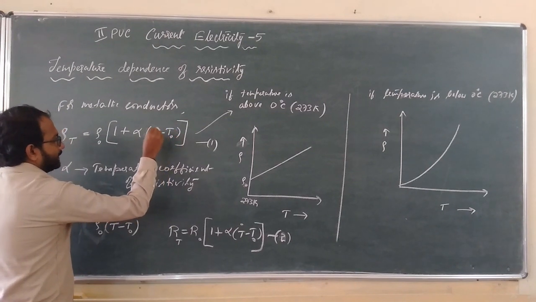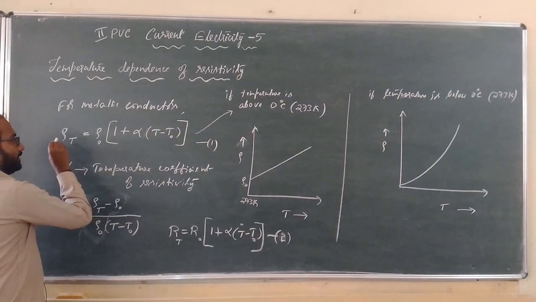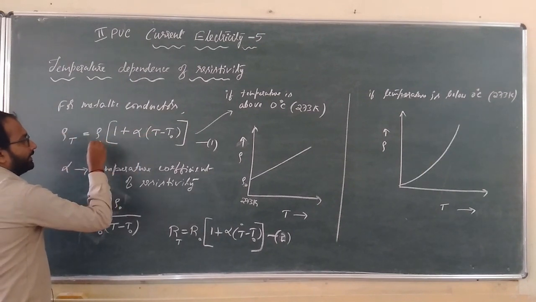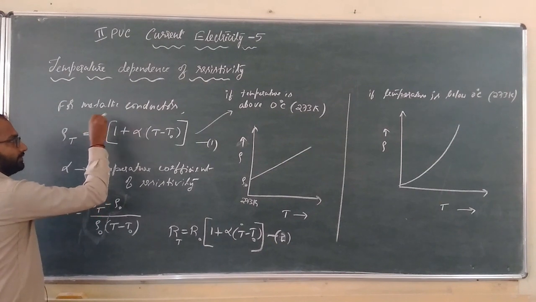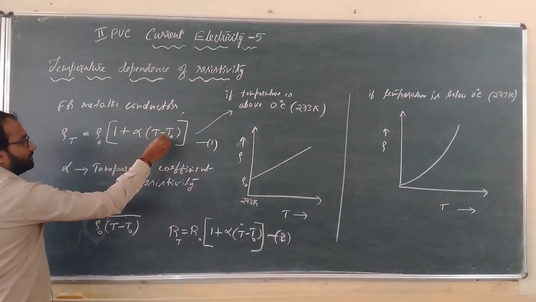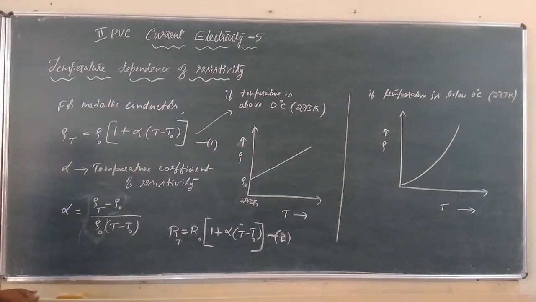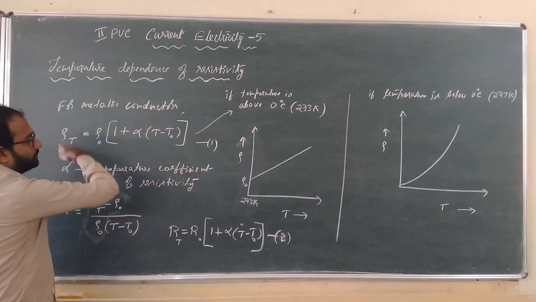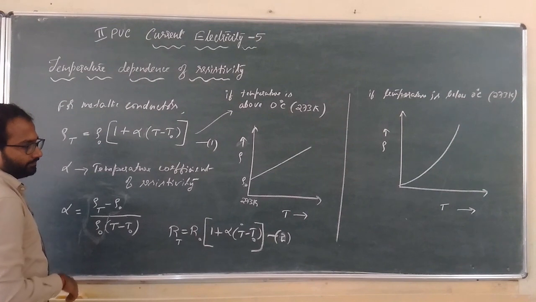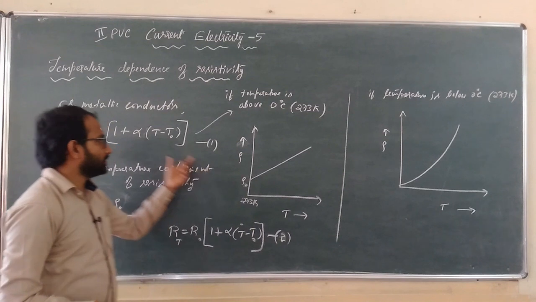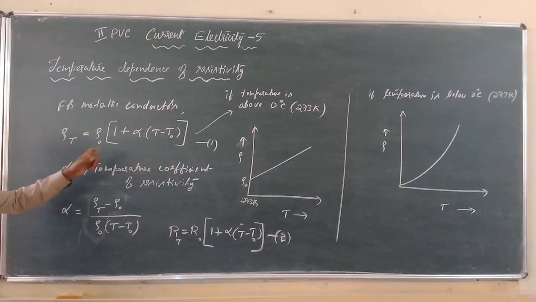Rho T is the resistivity of the metal conductor at a temperature T, and rho naught is the resistivity of the material of the conductor at some reference temperature T naught, which is usually 0 degrees Celsius. Above 0 degrees Celsius this expression is valid. Since above 0 degrees Celsius rho is proportional to T, you will get rho T is equal to rho naught into 1 plus alpha into (T minus T naught).